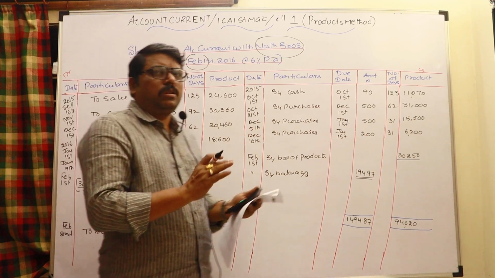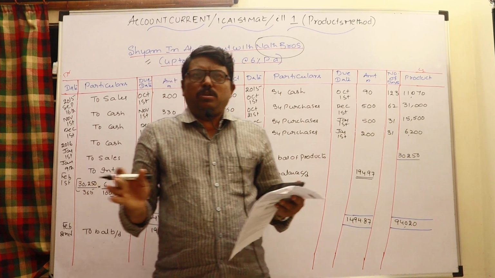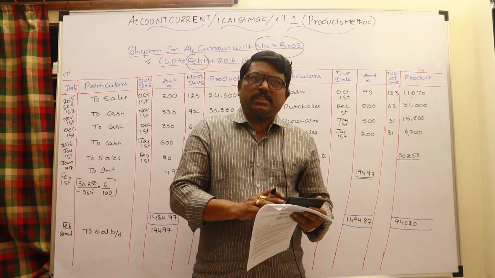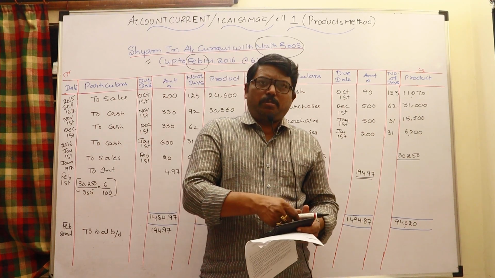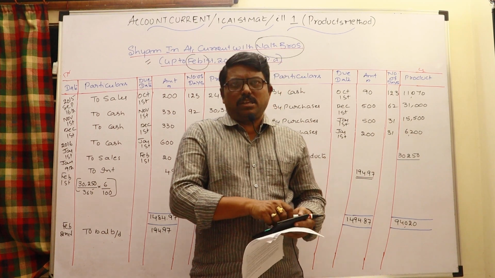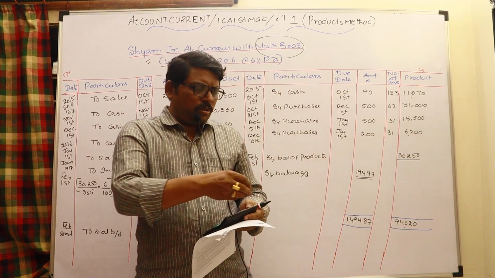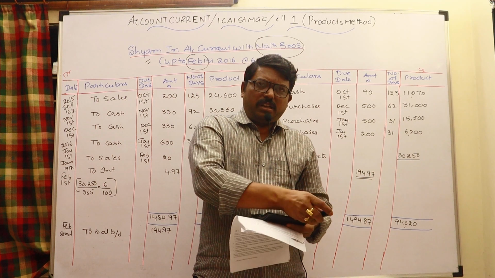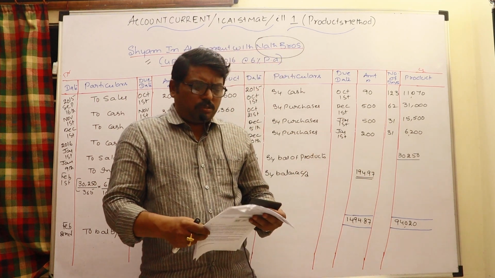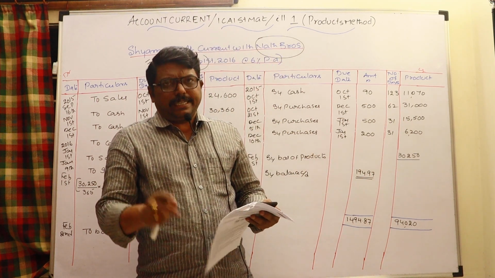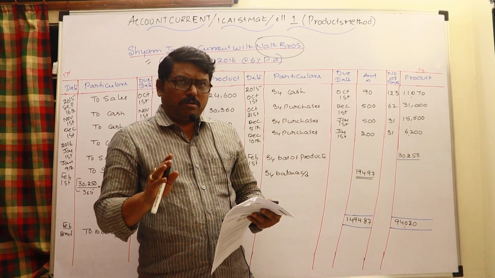194.97. Almost all the sums you need to work out. Mostly the products method is very important from the examination point of view, rather than the interest tables method. So almost all the sums we need to handle by this particular method only. Okay, we can discuss the second problem from the account current in the next class.